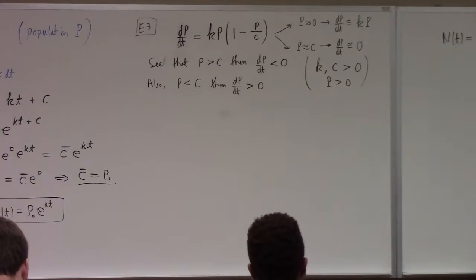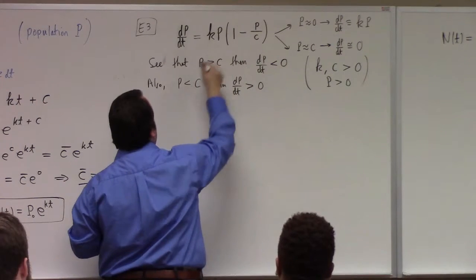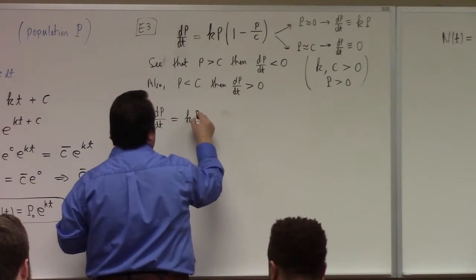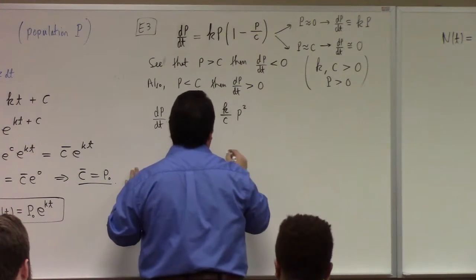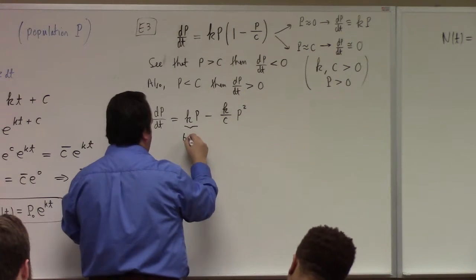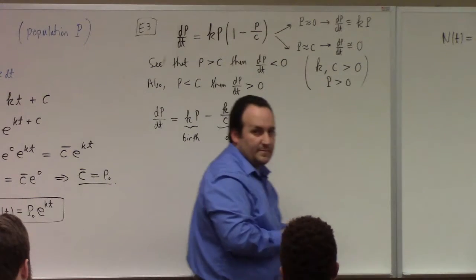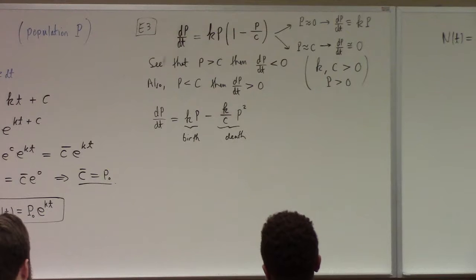Really, if you multiply this out, you get kp minus k over c p squared. So this is birth rate, death. That's roughly the idea. Okay, so can we solve this? How do we solve it?